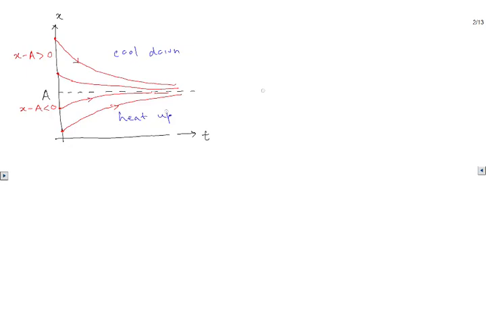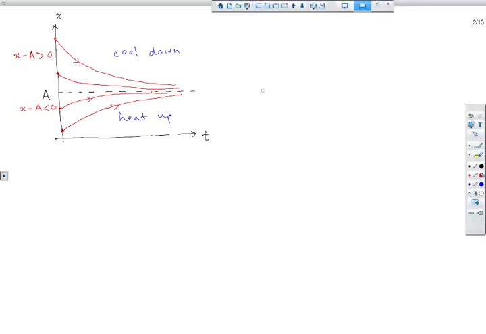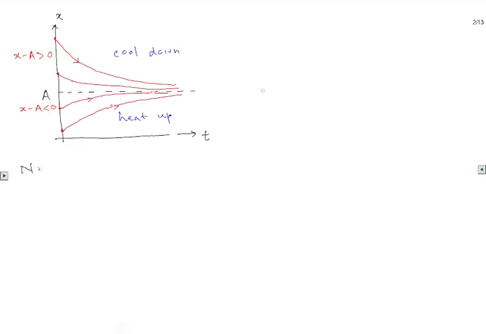So let's make some terminology. The first thing we notice is that x equals a is a constant solution. So there are constant solutions for these kinds of equations.